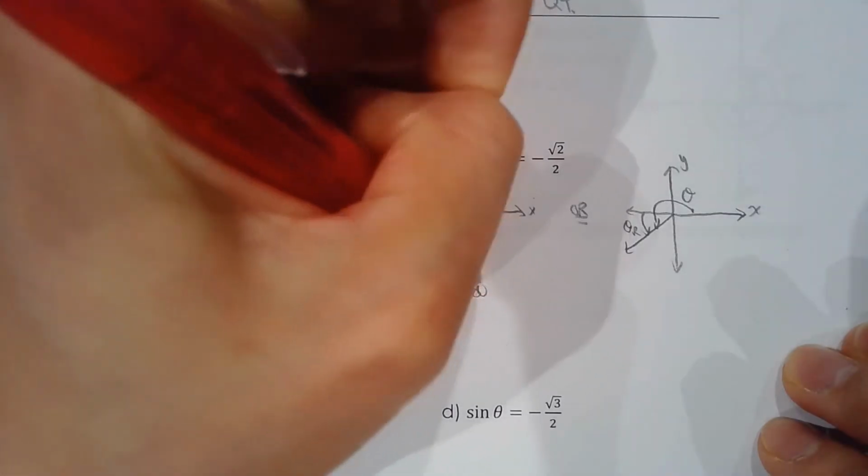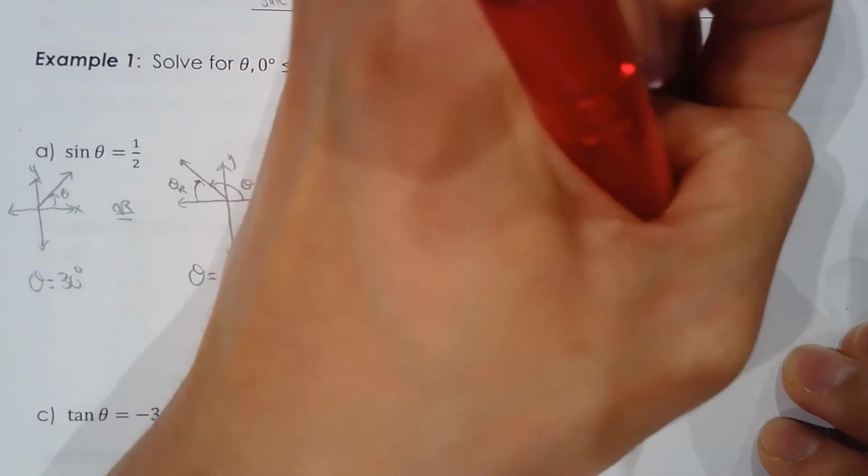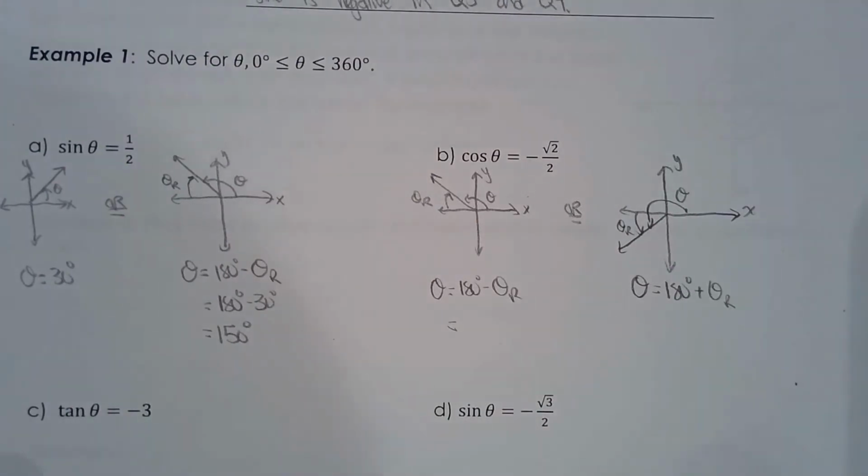So theta, if it's a second quadrant, we're looking at 180 degrees minus the reference angle. The third quadrant is 180 degrees plus the reference angle, right? Just based on your basic geometry.